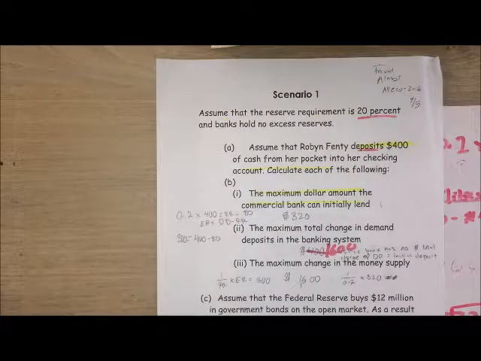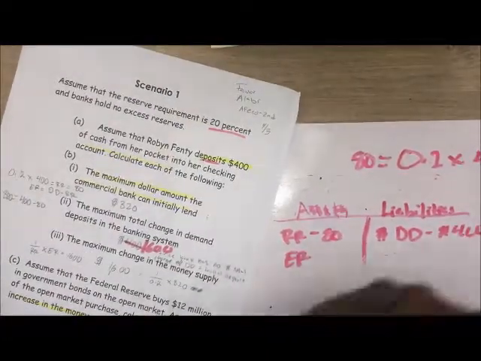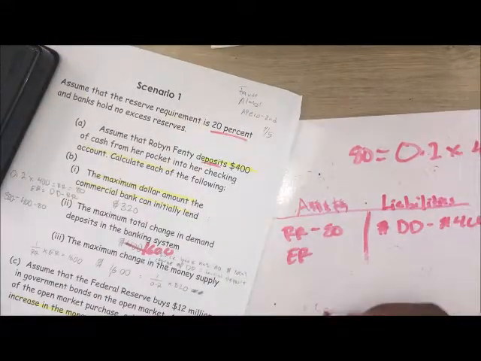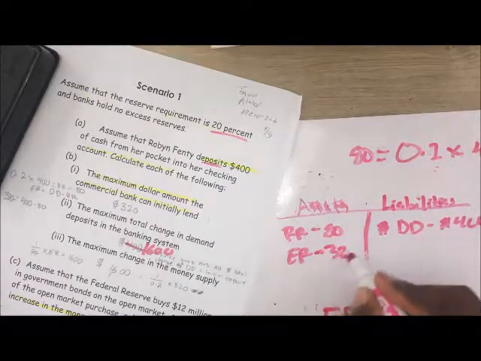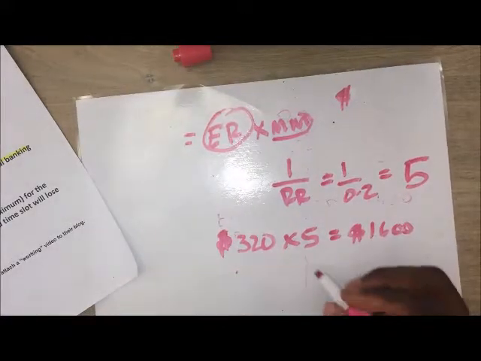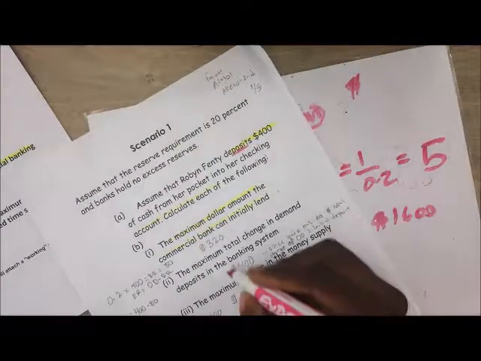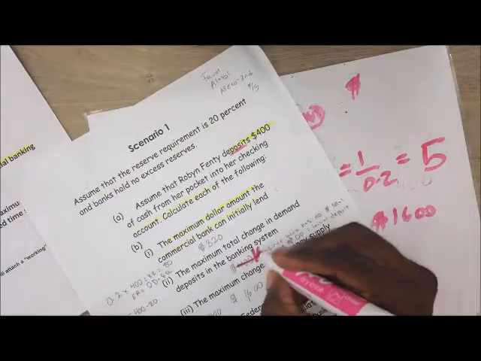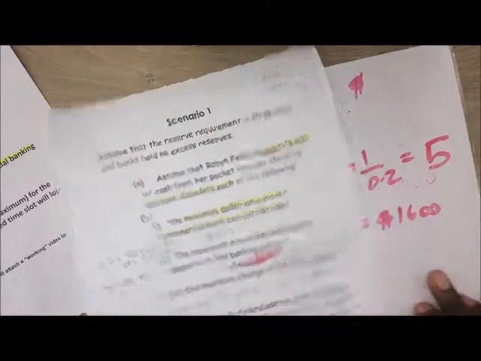Now, it wants us to find the total change in demand deposits of the banking system. The banking system is different from a single bank because you would have to take the ER times the monetary multiplier. Since the ER was 320, 320 times 5 will give us 1600, and we now know that is the maximum change in the banking system, which will be 1600.